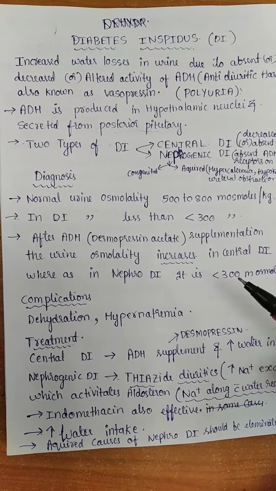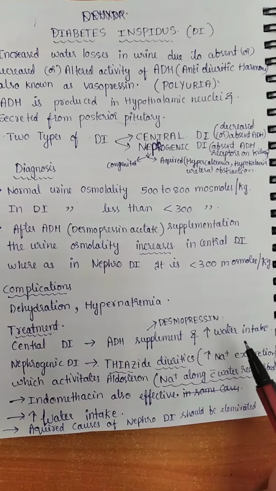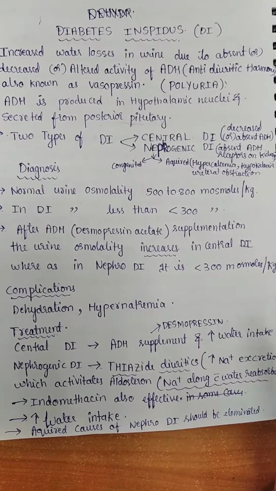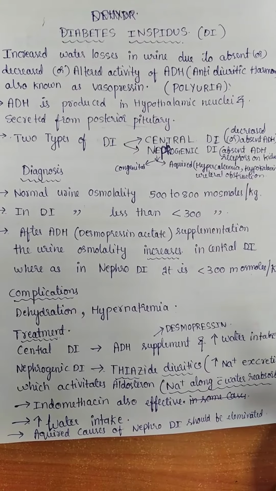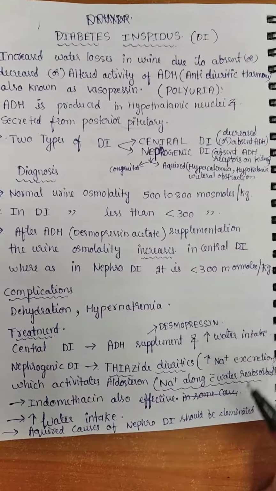Next, the complications. Complications are dehydration due to more water loss from the body, and hypernatremia. Next, the treatment. The treatment of central diabetes insipidus is supplementation of ADH or its synthetic form and increased water intake. Because more water is lost in the urine, increased fluid intake should be encouraged.